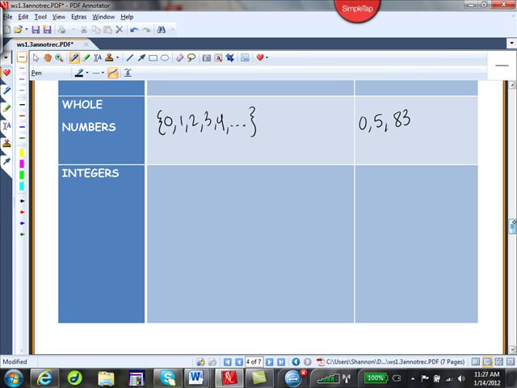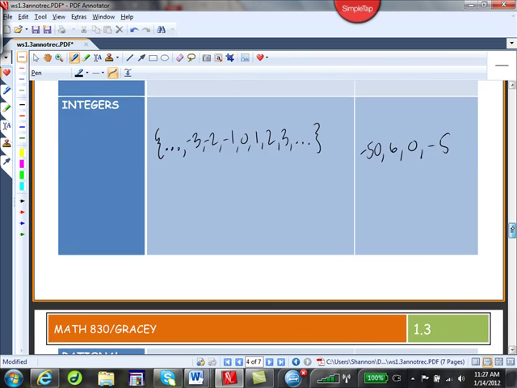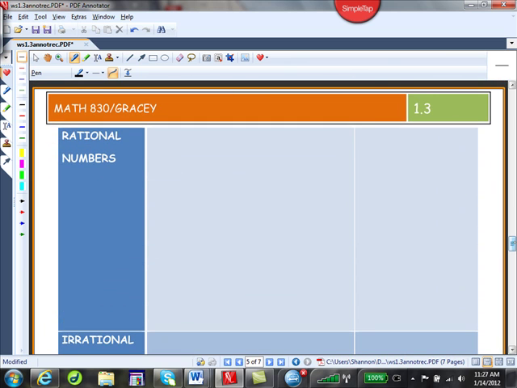Integers. So integers, remember, we have negatives involved. So we do our dot, dot, dot, -3, -2, -1, 0, 1, 2, 3, dot, dot, dot. And examples, we could have -50, 6, 0, -5. Those are all integers.